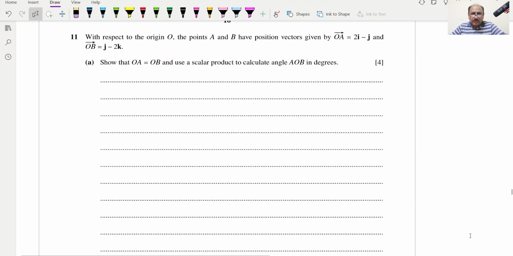Now question number 11. Question 11 says, with respect to origin, the points A and B have position vectors OA and OB. Show that OA is equal to OB and use a scalar product to calculate angle AOB in degrees. So this is a 4-mark part.